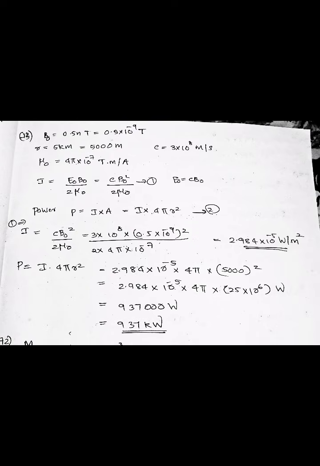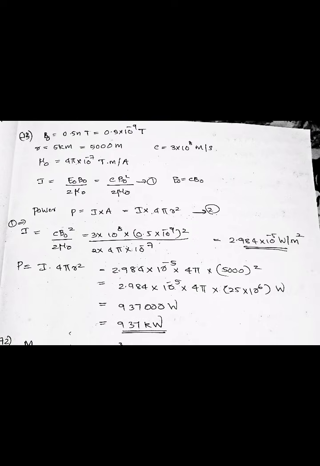So here I is equal to E0 B0 by 2 mu 0. This is equal to c B0 square by 2 mu 0, where E0 is equal to c B0. So this is equation number 1. Power P is equal to I into A. This is equal to I into 4 pi r square. This is equation number 2.